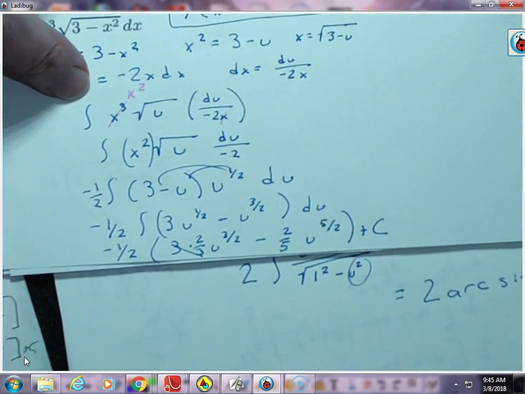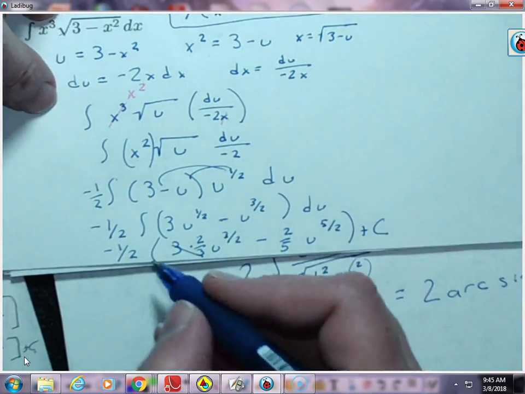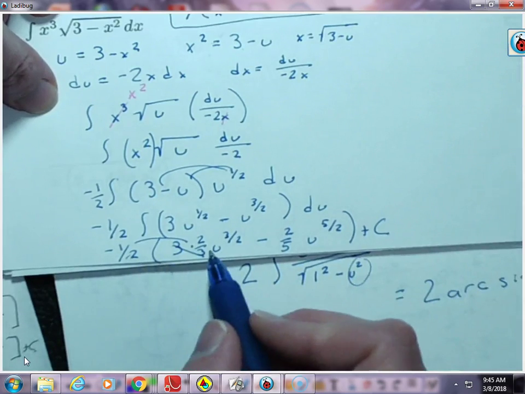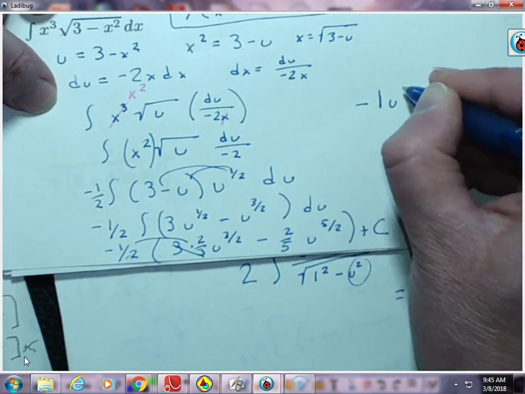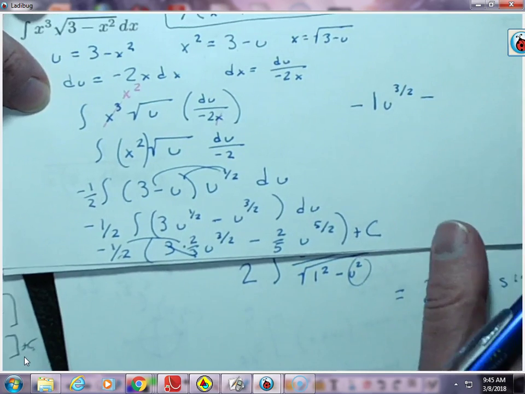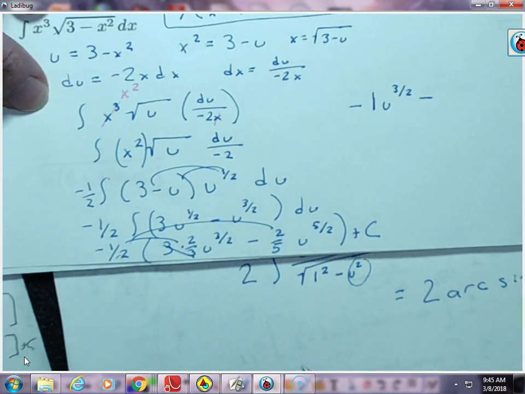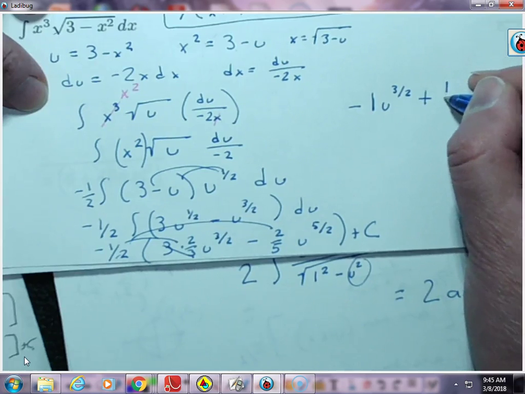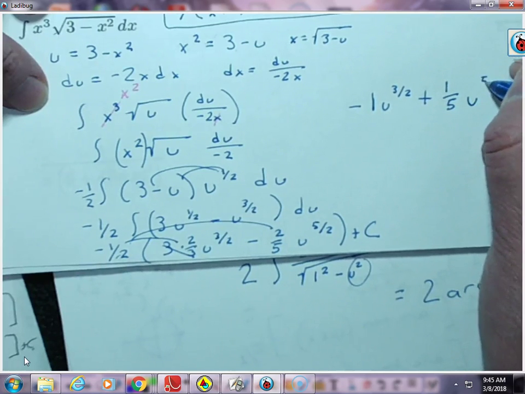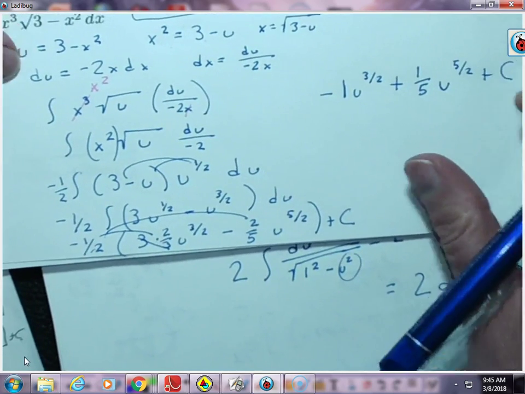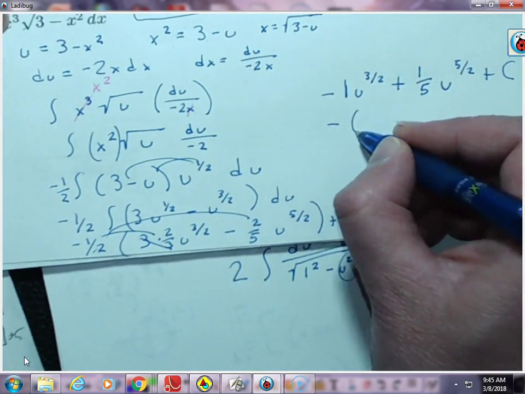I'll cancel those 3's. And what I'm thinking is I'm going to just go ahead and distribute the -1/2 and put in what u is. Is that okay? Should I pause? Okay, so if we distribute the -1/2, -1/2 times 2 would just be -1, u to the 3/2. And then -1/2 times -2/5, the 2's would cancel. The negative and negative would make a positive, so actually that would be positive 1/5 u to the 5/2. And then just substitute in the u.